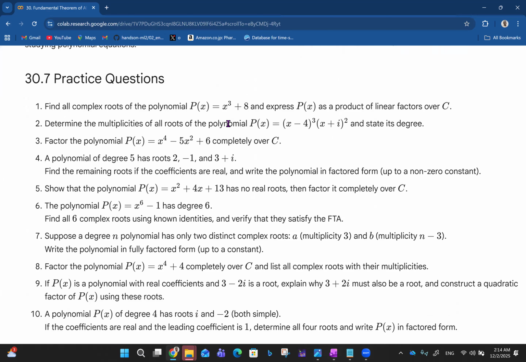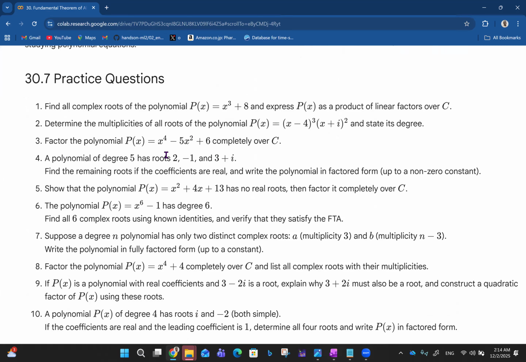Determine all the multiplicities of the roots of this polynomial and state its degree. So here we have 4 three times, and you have minus i twice, basically. Then, factor this polynomial completely over C. Okay, should I try this? I don't know. I'm tempted to do it, but let's see. I may come back to it.